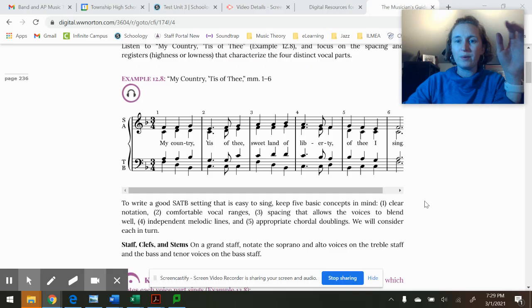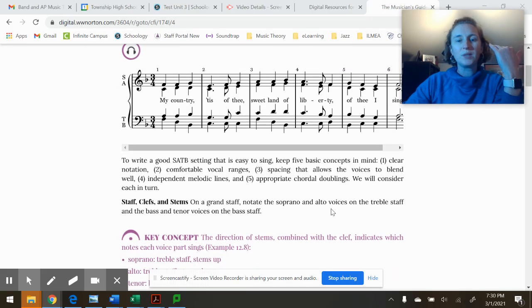So really what we're doing right here is trying to figure out how to write a four-part texture. So bass, tenor, soprano, and alto, or SATB, soprano, alto, tenor, bass, is what it's often called, an SATB setting. That's easy to sing and stays within a nice range.